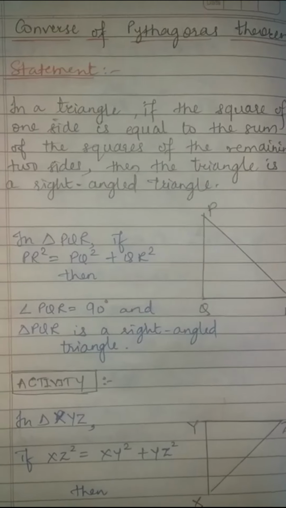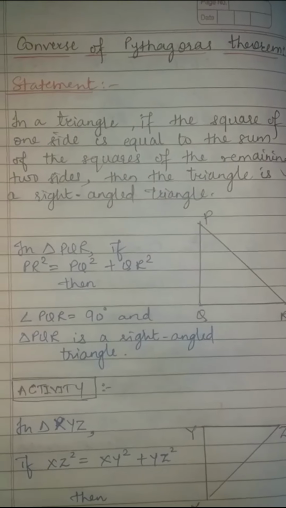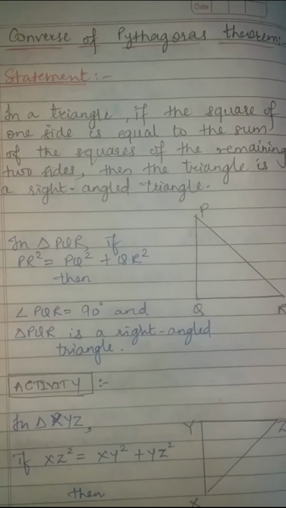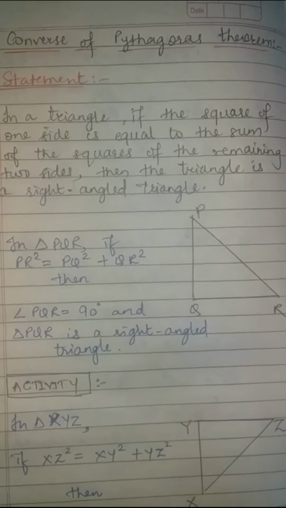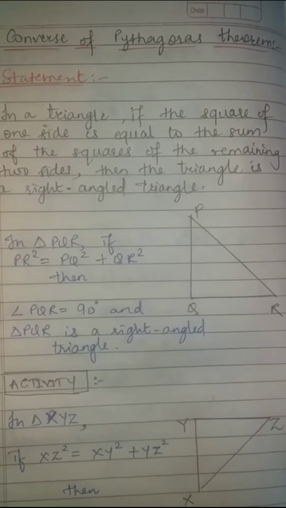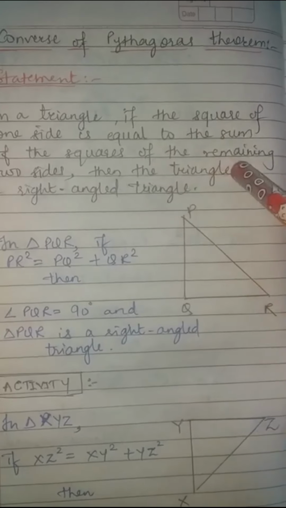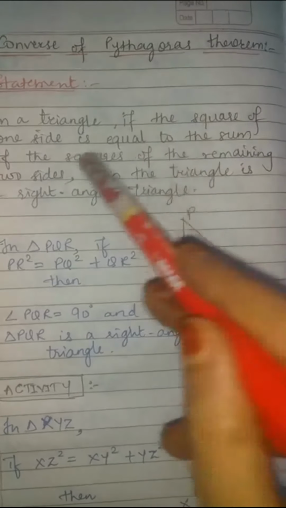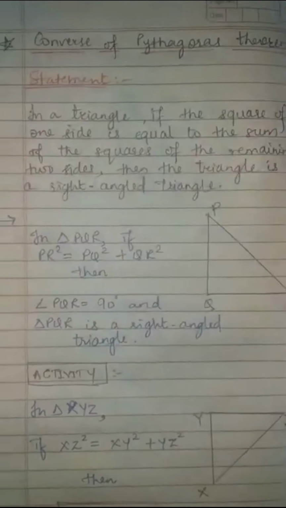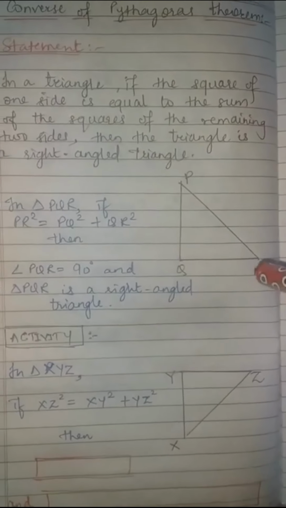remaining two sides, then that triangle is a right angled triangle. So in Pythagoras theorem we were having, if the triangle is right angled triangle, then hypotenuse square is equal to side 1 square plus side 2 square. Here in any triangle, if the square of one side is equal to the sum of the squares of the remaining two sides, then we can say that that triangle is a right angled triangle. Fine. Let us try to understand it via diagram.